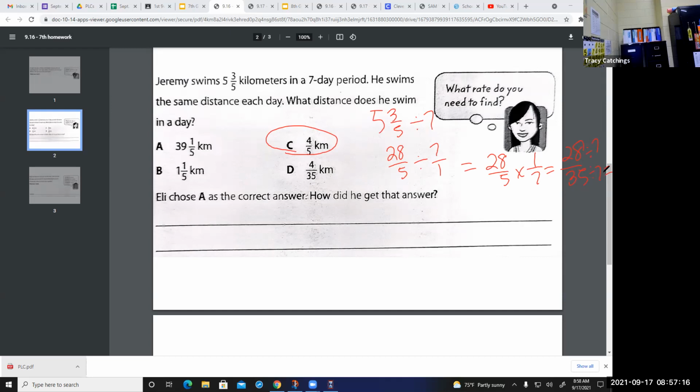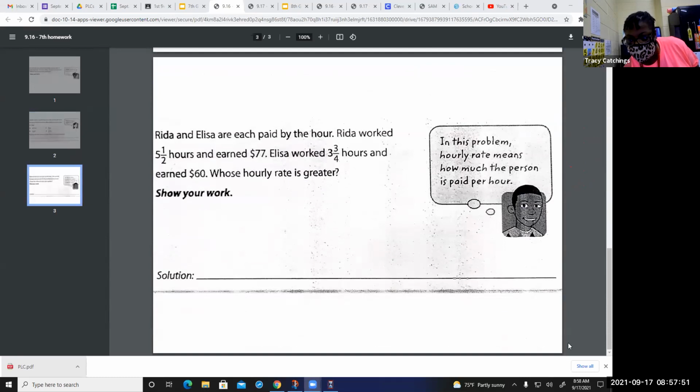I'm with you. What about Eli? What did he do? All right, so he multiplied 28/5, that is an improper fraction, by 7. So instead of division, he did multiplication and got the incorrect answer. Who all had it? Questions? Okay. And the third one from last night.